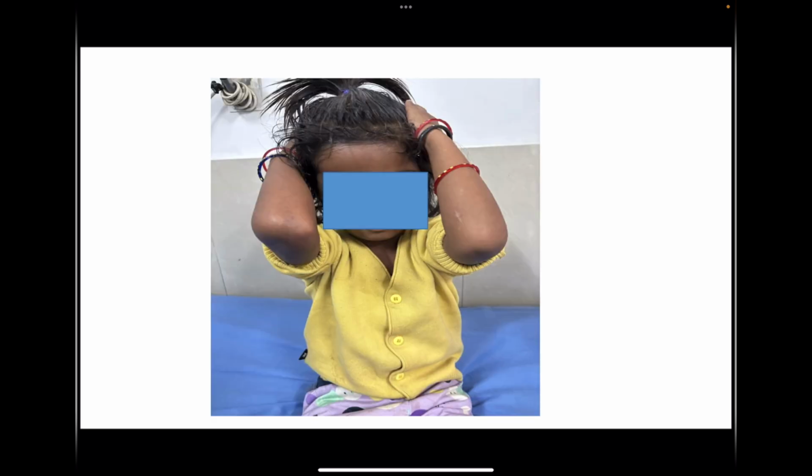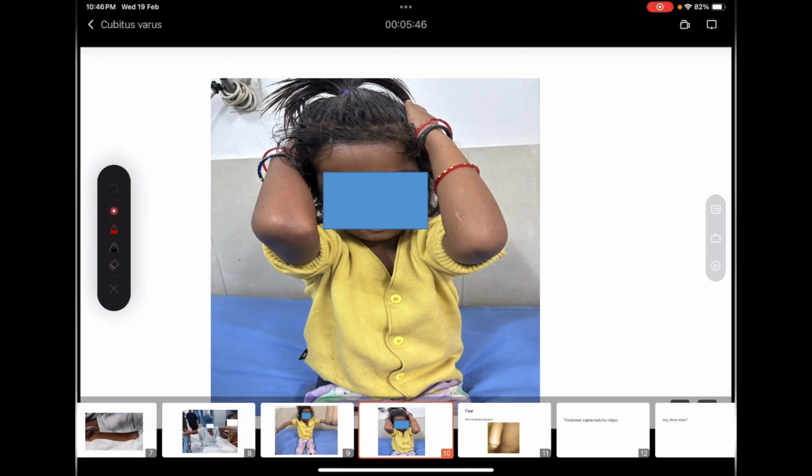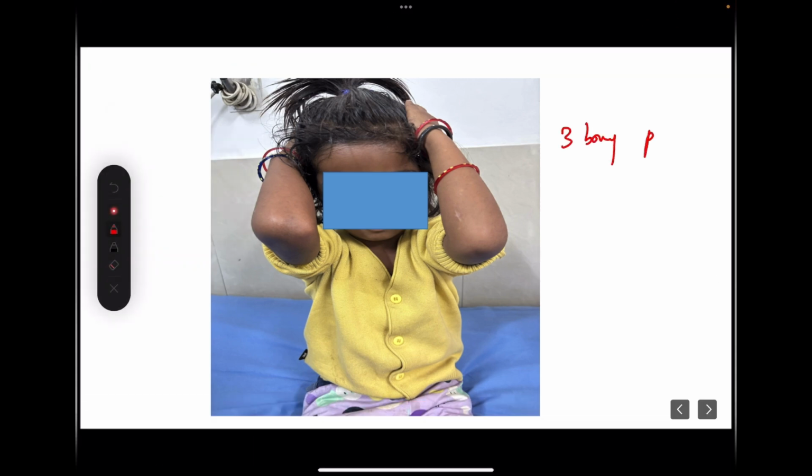Once we have seen the hyperextension, we should always look for what we call the three bony point relationship. To see this, we should keep both elbows in a similar position. We can ask the child to put both hands over the head so that both elbows are visible to us. And before doing this, we should always mark the three points, that is the olecranon, medial epicondyle and lateral epicondyle, so that we can compare the two sides, whether all three points are comparable or not.